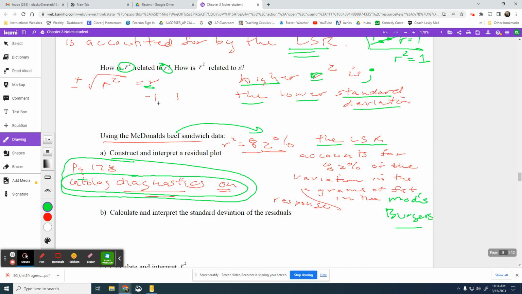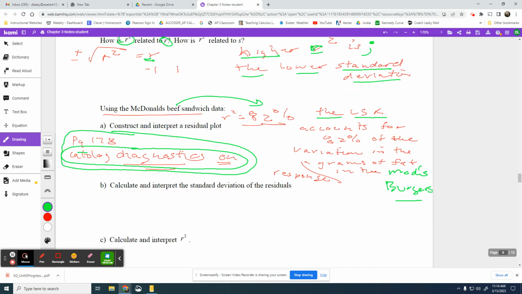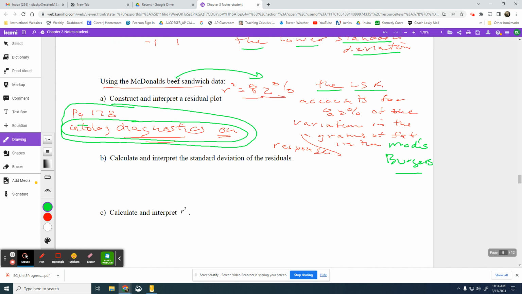So let's talk about that real quick. This is the hardest thing. This part of the chapter is hard. You get a lot of vocabulary thrown at you. So I made this data up. You need to use page 178 to go back to the McDonald's beef catalog, which you should already have in there from the prior extent. And then you're going to make sure you use page 178 to work on the residual plots.